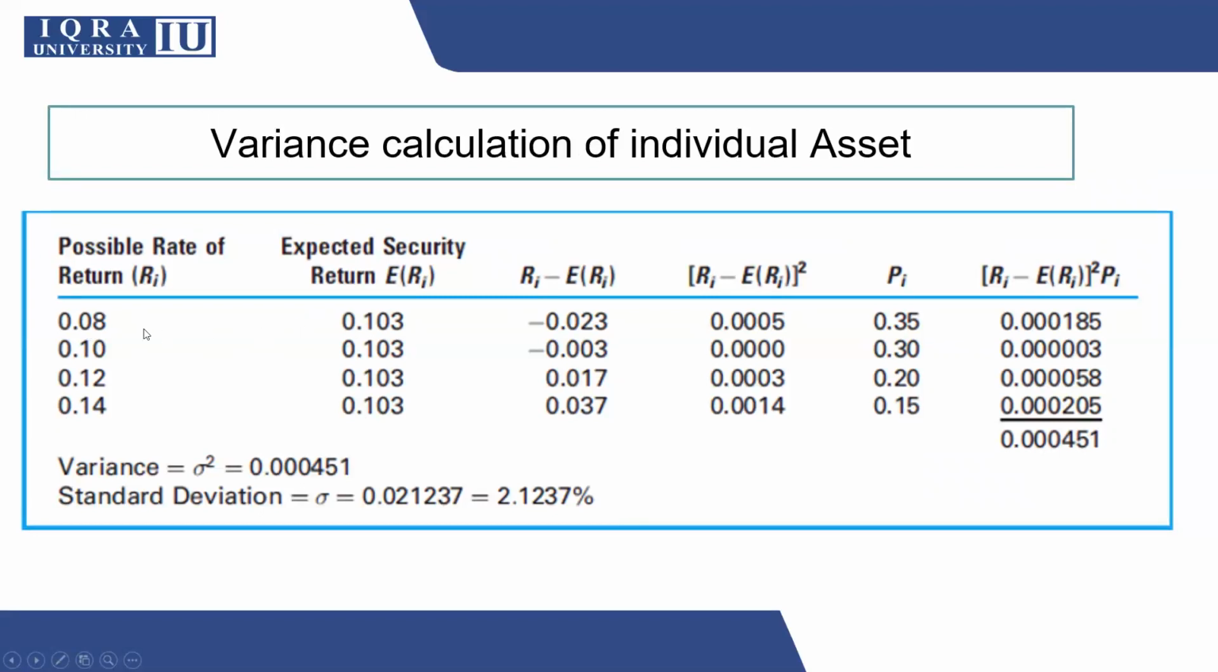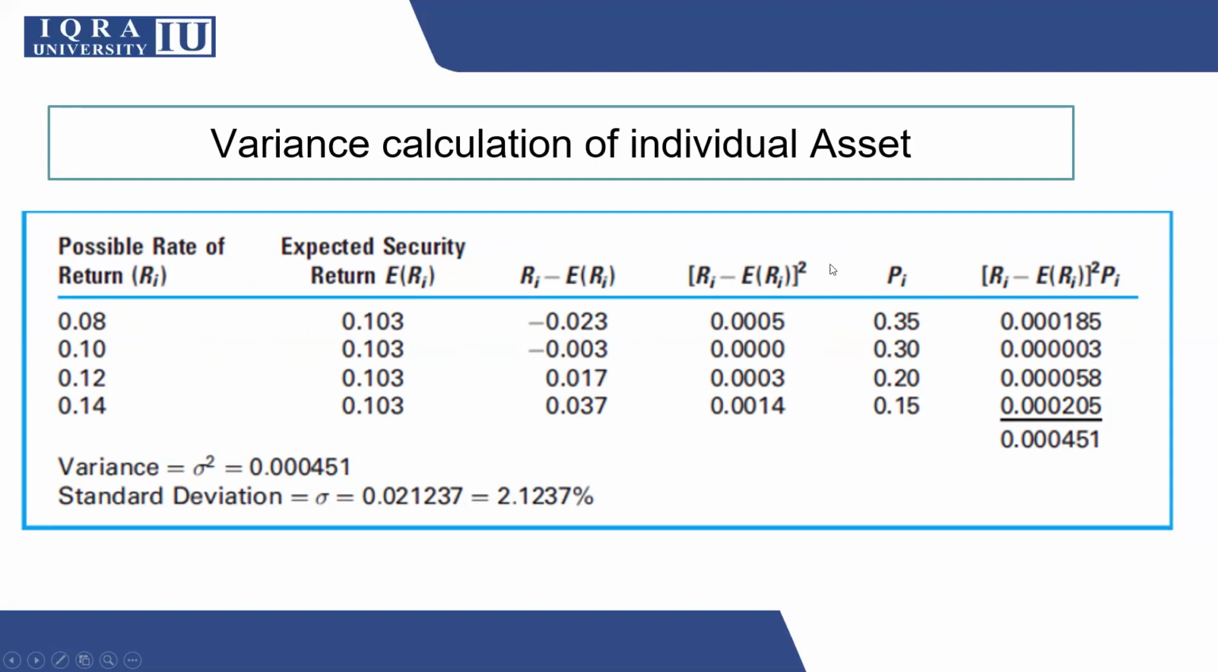These are the expected rates of return given and calculated by you. Once you subtract these two, this column will be filled by you. So you will take 0.08 minus 0.103. Your answer will be minus 0.023. And once you get this, you can take its square. Its square will give you 0.0005. And these are the probabilities that I discussed earlier should be given in the question. So when you take this square and multiply by the probability, you will finally get the last information required to calculate variance and standard deviation.